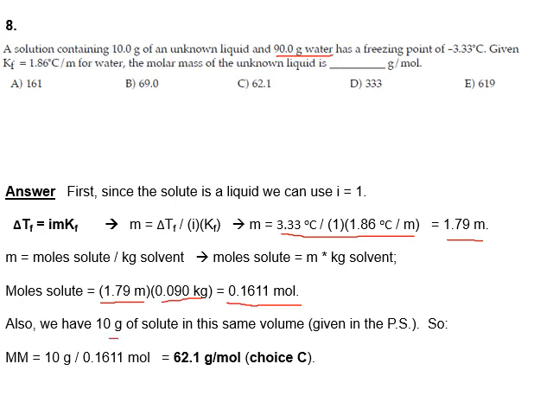And we also have 10 grams, as we saw in the problem statement. So if we just divide the 10 grams by the 0.1611 moles, we get the grams per mole, which is 62.1 grams per mole, and that is the molar mass.